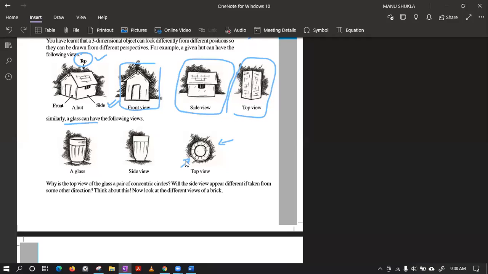When you see the glass from the top, you can observe at your home also, you will find this view. When you see from the side, you will find this view, and from the front, it's simple, like this only. In this case, there is no separate front view because side view and front view are the same. Class, you can observe in a glass, the side view and the front view will not change. It is similar.